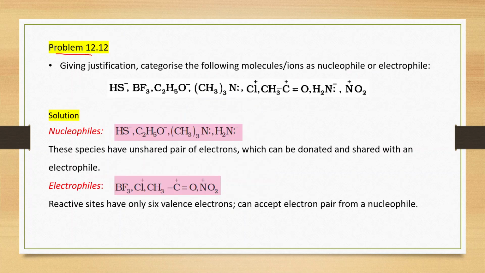Now problem 12.12. Giving justification, categorize the following molecules and ions as nucleophile or electrophile. These are the species given to you. After the discussion, it is clear to you what is nucleophile and what is electrophile. Nucleophile means nucleus loving, meaning one which has more electrons. So how will there be more electrons? Either as a lone pair or as a negative charge. That will be your nucleophile.